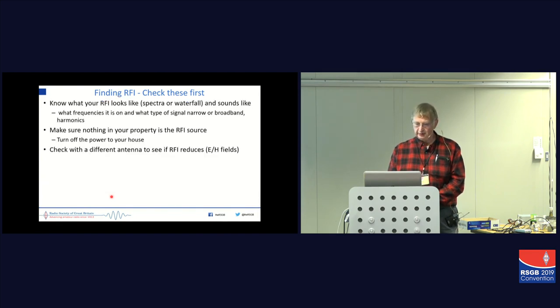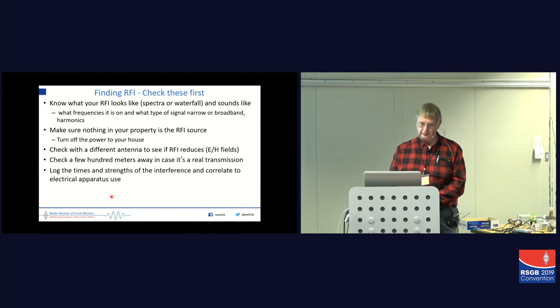So what else you can do is check to see if it's still there if you use a different antenna. You can use an E field, a different distance, you can use an H field. All of these might help you to find what's the cause. If you want to make sure it's not something that everybody's seeing, then go a few hundred meters away. It might be a real transmission. I have had several examples where I've been asked to track down something which was actually a real transmission. It wasn't interference at all.